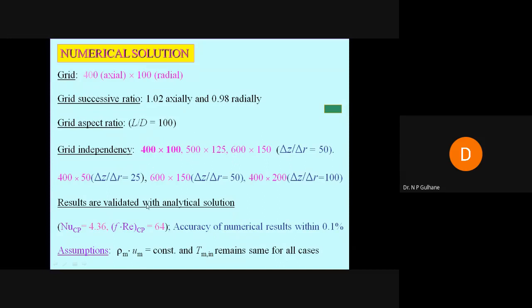Otherwise, something is wrong. So you have to choose the grid in such a way that it should validate with your answer of Nu equals 4.36, or the other way, the product of friction factor into Reynolds number at constant property is equal to 64. So if for constant property you are getting the value as 64, then the grid which you have chosen is correct. Now in this case, we have chosen both, and we found that this numerical result which we got after post-processing, the accuracy of this result was lying within 0.1%, and that is why we went ahead.